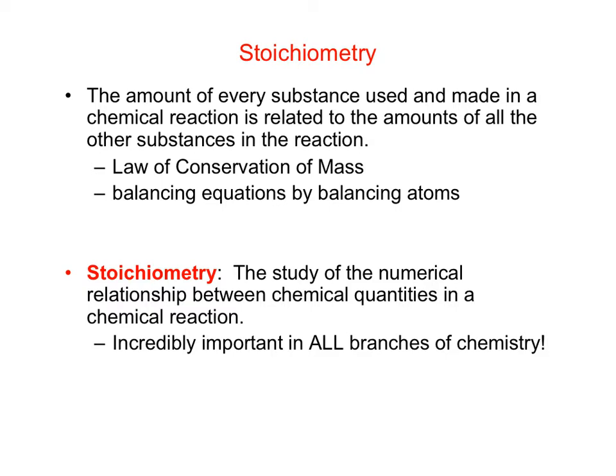So what we've just done here for recipes, it turns out we're going to be able to do with chemical reactions. And so this is what's called stoichiometry. Stoichiometry is the study of the numerical relationships between the chemical quantities in a chemical reaction. And so how do the amounts of the reagents compare to one another? And if I use a certain amount of reagents, how many products am I going to make?